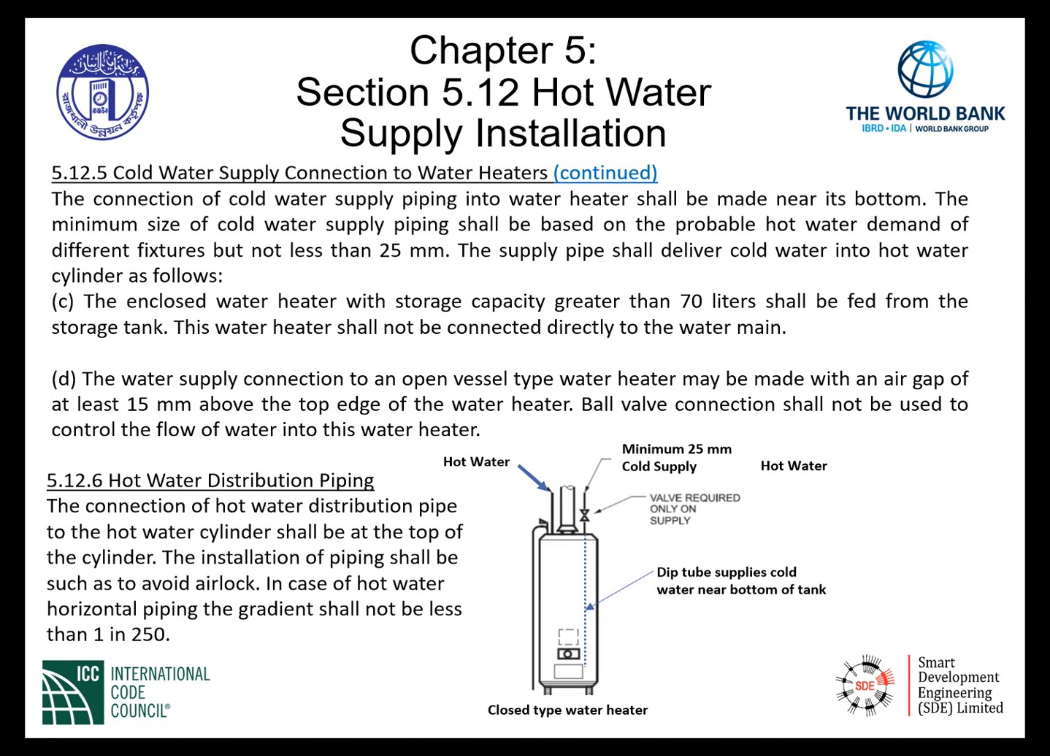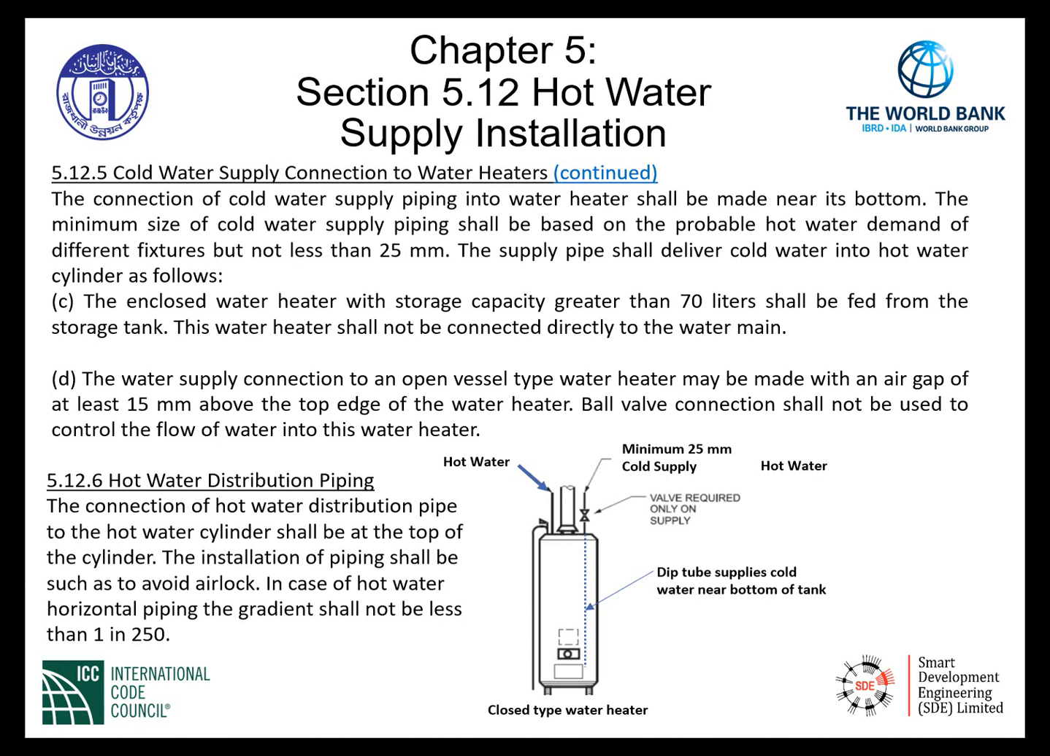Section 5.12.6 gives us a requirement for the hot water distribution piping. The connection of hot water distribution pipe to the hot water cylinder shall be at the top of the cylinder. The installation of piping shall be as to avoid airlock. In a case of hot water horizontal piping, the gradient shall be less than 1 in 250.